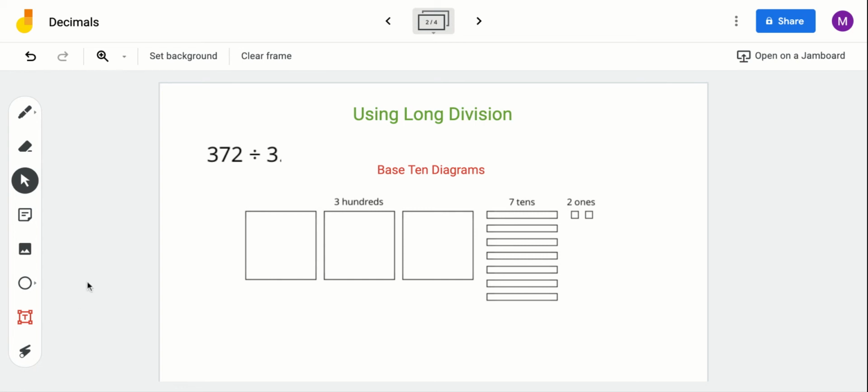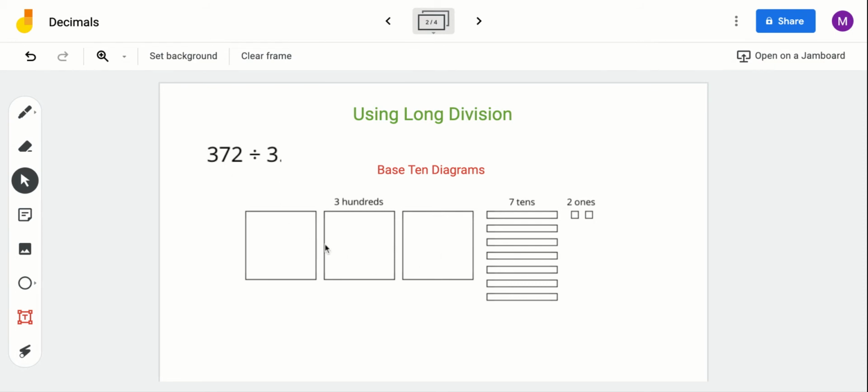Hi, this is Mrs. Cornitz, and we are going from talking about multiplying with decimals to long division without decimals. We're going to just work with whole numbers for today. And so we're going to start looking at long division using a base 10 diagram. And so we're going to look at the problem 372 divided by 3.